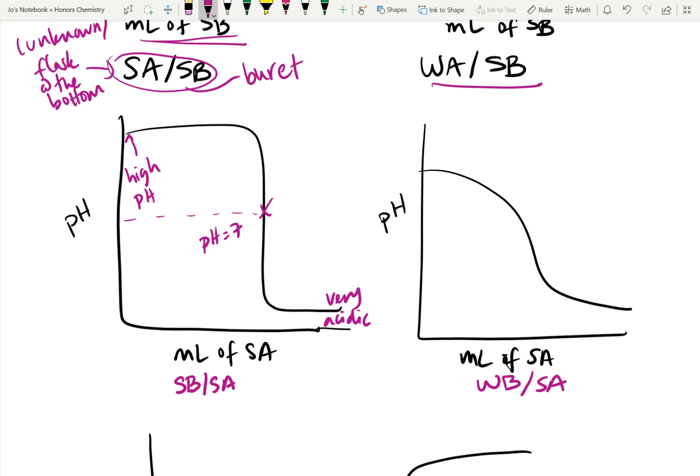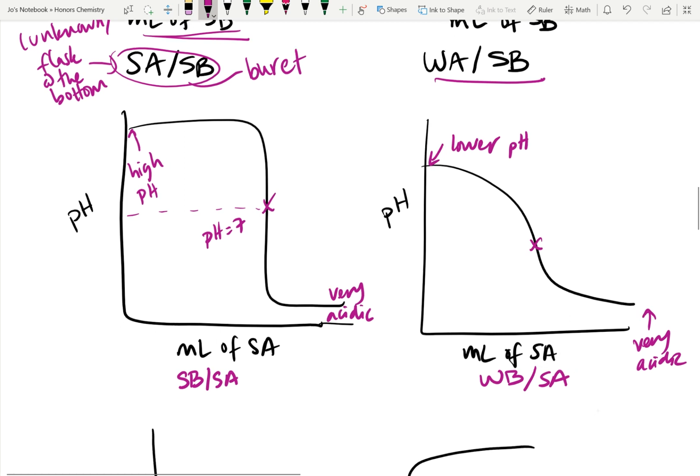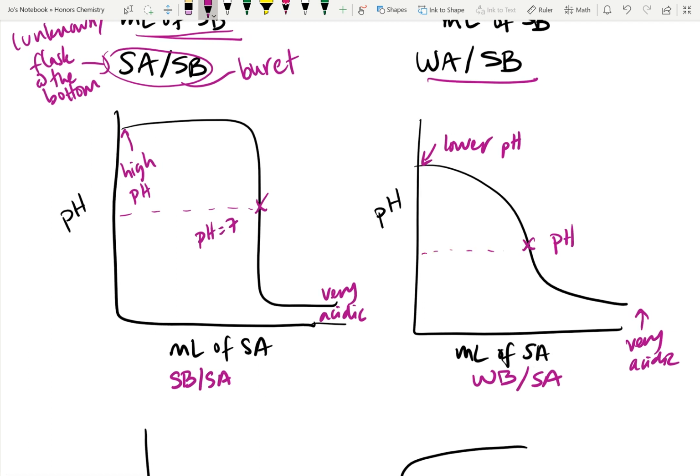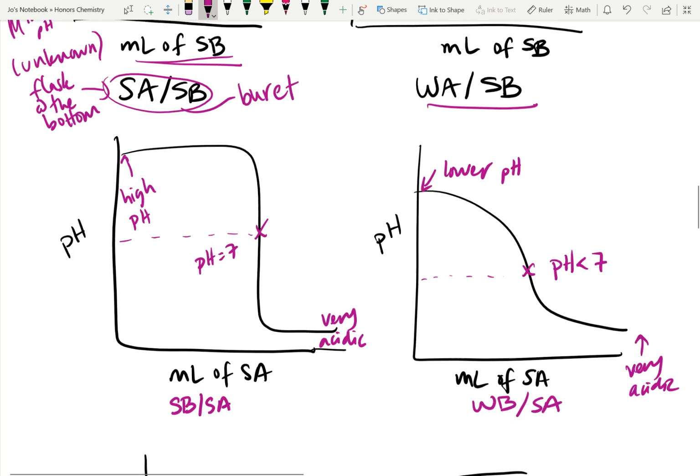Weak base, strong acid, this is going to be a lower pH compared to the strong base. It's going to be very acidic at the end. And you'll notice its jump is going to be a little bit lower. And so its pH is actually less than 7. In fact, it's often like 4 or 5 for a weak base, strong acid titration. So its indicator is going to be different than the others. And so you can see, again, this is a mirror image of the weak acid, strong base.